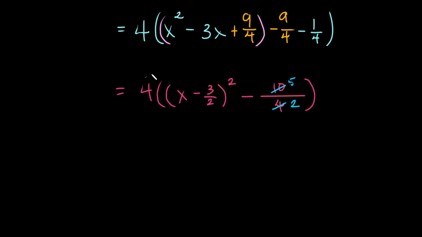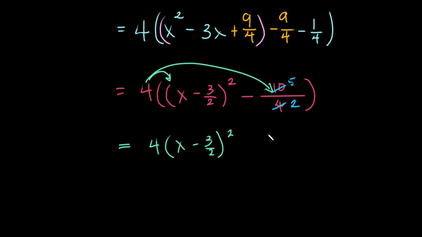So this 4 is going to be multiplied by this first term here, this whole thing we could think of as a term. And the 4 gets multiplied by the fraction here. So we drop the outer parentheses and we get 4 times x minus 3/2 squared. Minus, okay, when I distribute the 4 in, it's going to be a 4 over 1. I guess I'll write it out. 4 over 1 times 5 over 2.